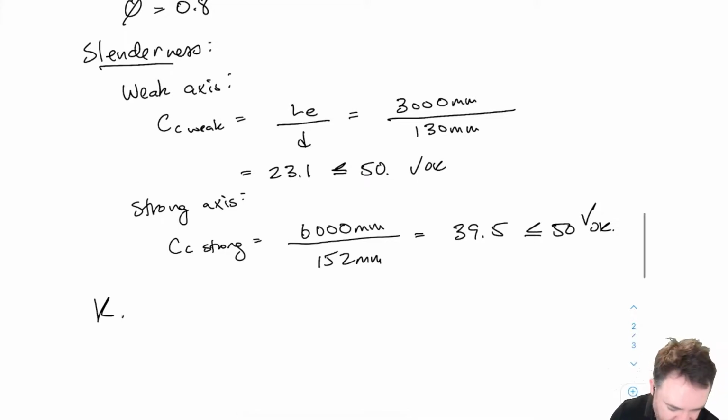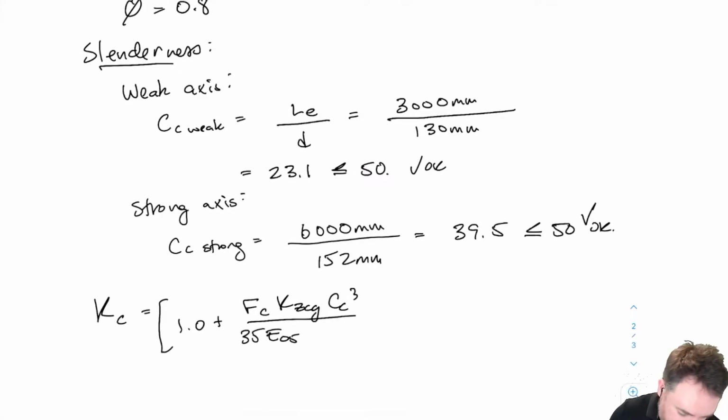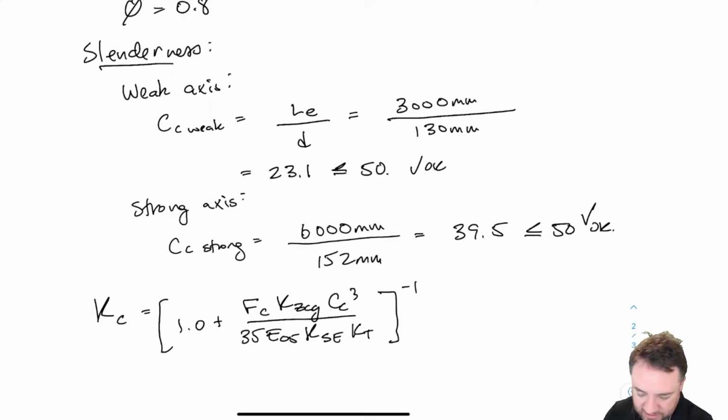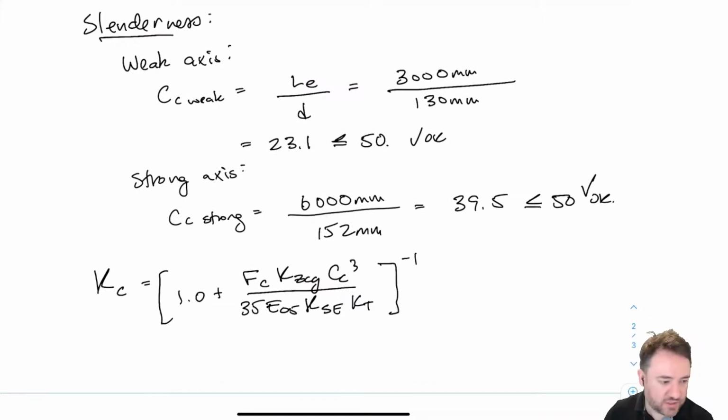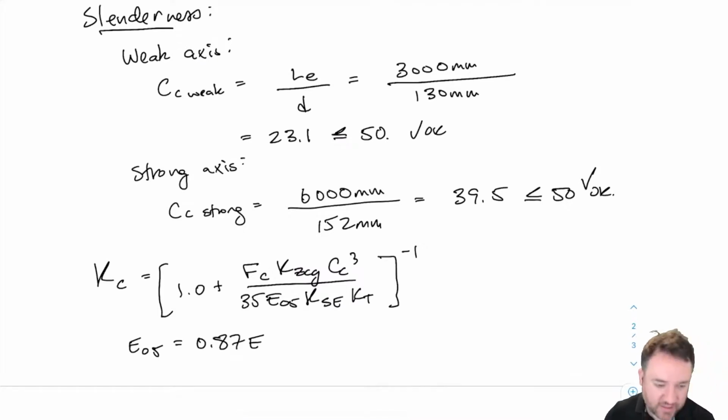So I can do KC. We'll recall this equation: KZ CG, CC cubed, and 35 E05. So it's the 5th percentile Young's modulus, KSE, KT. There's a couple parameters in here that we haven't found yet. One of those is KSE and the other one is E05. E05 we get, and it says in the standard, we can get that as 0.87 times E. And where do we find E? We find E from our strength table.